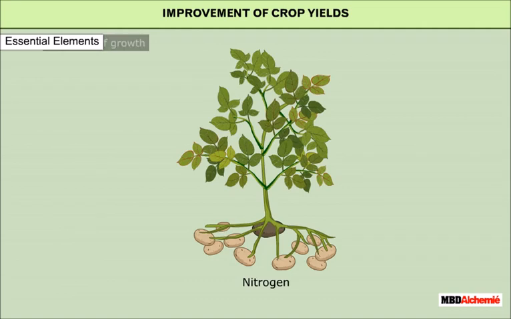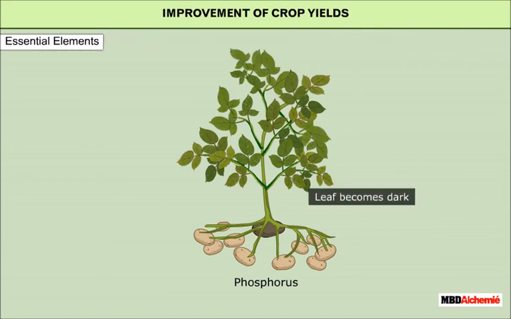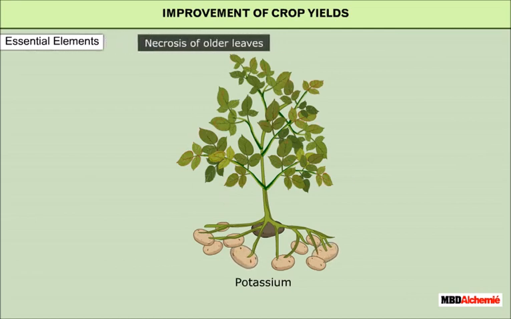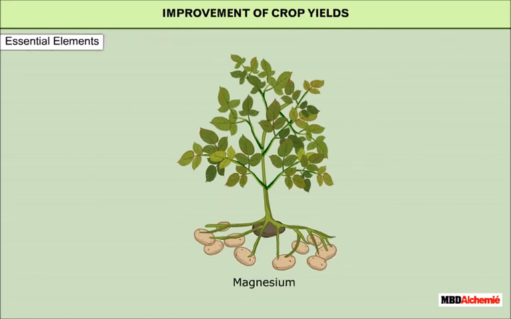Nitrogen deficiency in plants causes inhibition of growth and necrosis of older leaves. Phosphorus deficiency in plants retards their growth and makes the leaves darker. Sulfur deficiency leads to chlorosis of older leaves and makes the venation reddish. Potassium deficiency causes necrosis of the edges of older leaves.